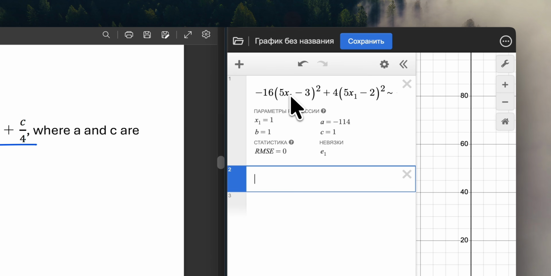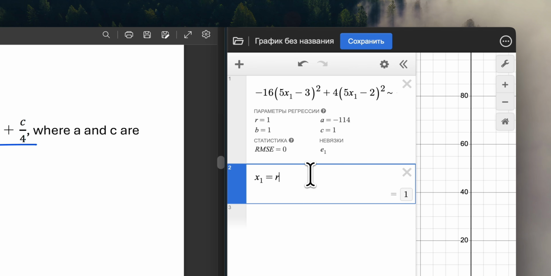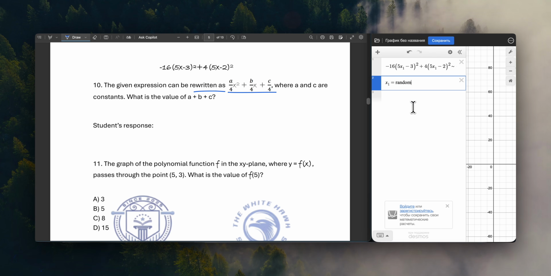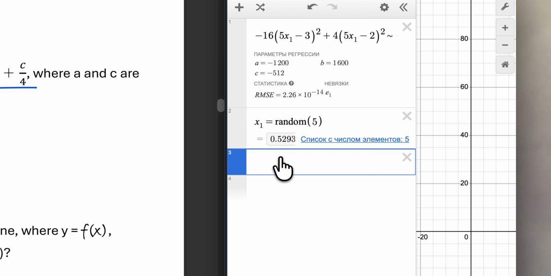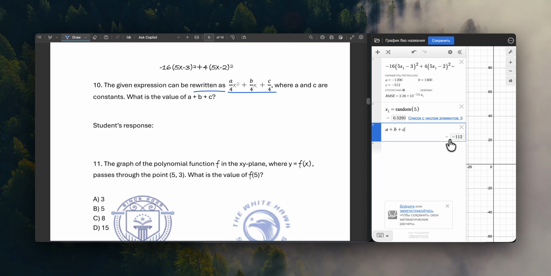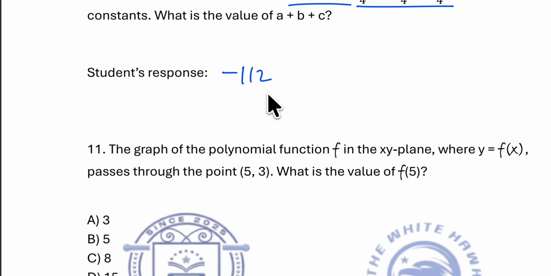So we have x, we have a, b, and c. We have 4 different values, and I need to take a random value for x, 5 for instance, in order to get the precise answers, and get a plus b plus c. It's minus 112, so like 2. It is the answer.